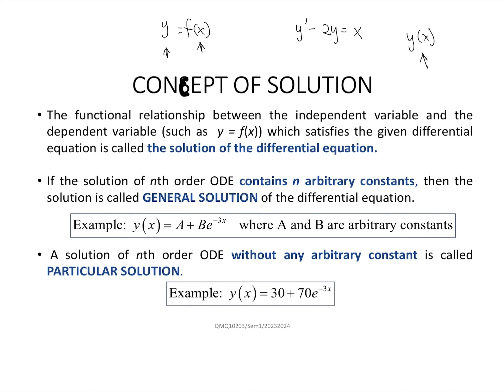A solution of an nth order ODE without arbitrary constants is called a particular solution. For example, y(x) = 30 + 70 e^(-3x). These constants we can find when we substitute the initial values of an initial value problem. So when we are given the initial values, we can substitute into this equation to find the values of a and b.